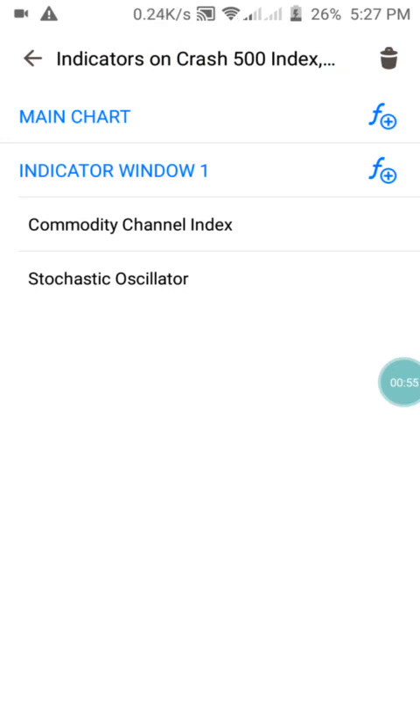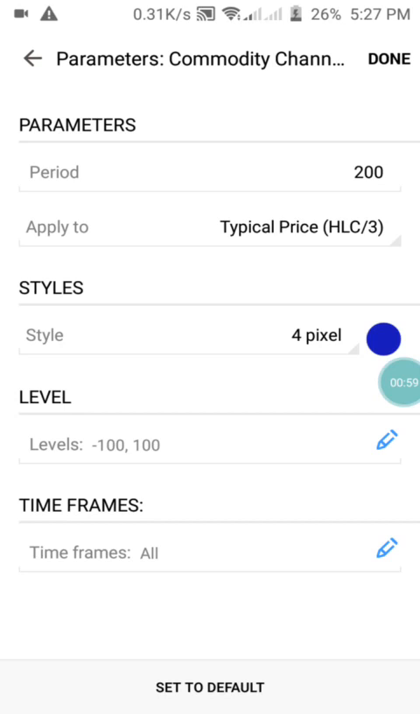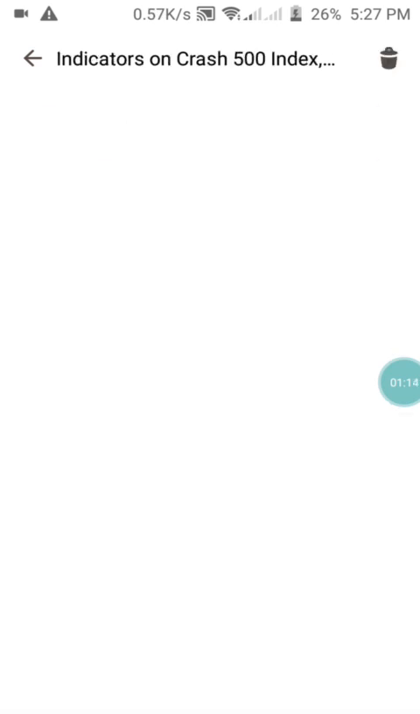We only have two indicators here. We have the Commodity Channel Index with a period of 200, applied to typical price, and we have our style in blue color. We have two permanent levels here, which are negative 100 and positive 100. Then you press on done.